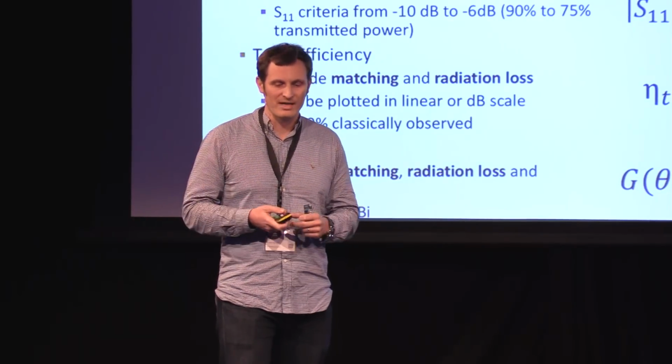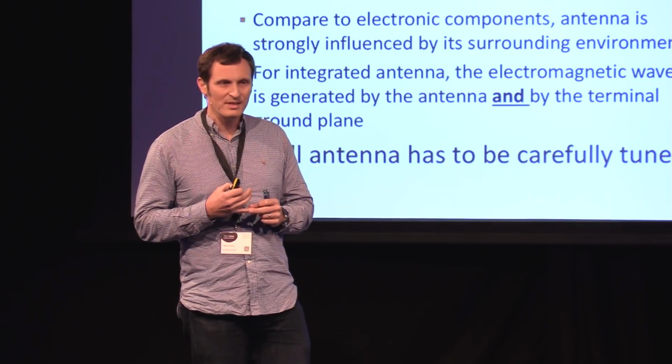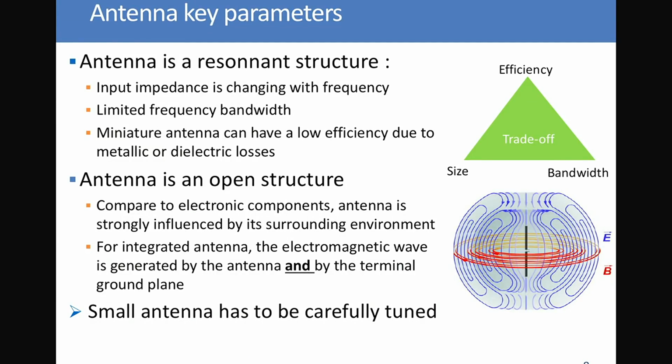I is for isotropic. An antenna is a resonant structure, meaning that the input impedance is changing with frequency. So you will have a limited operational frequency. And miniature antennas also can have low efficiency due to the metallic and dielectric losses. So usually we use this triangle to say that when you are doing miniature antennas, you have a trade-off between efficiency, size, and bandwidth.